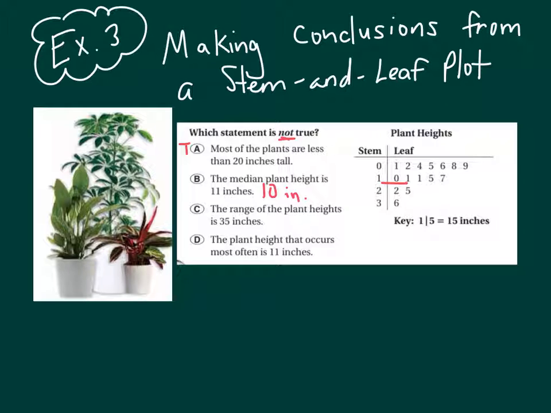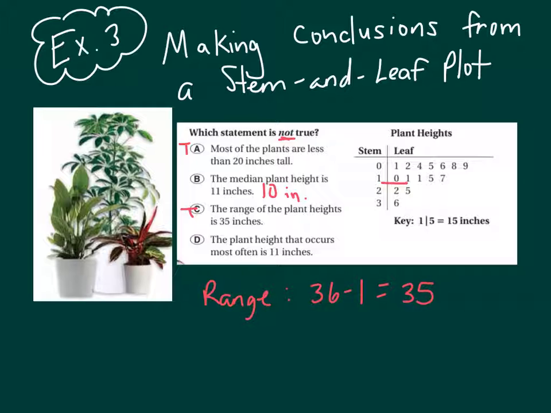The range of the plant height is 35 inches. Remember, to find range, we have to subtract the smallest value in the set from the largest. So the largest here is 36, and the smallest is 1. So for finding range, it would be 36 minus 1, and that's equal to 35 inches. So that's true.